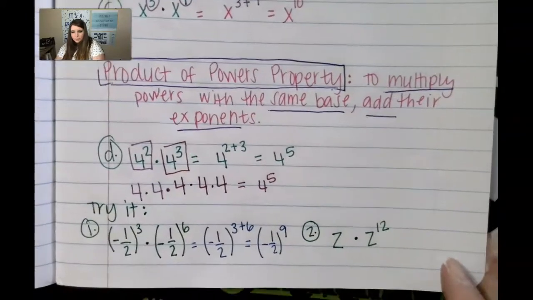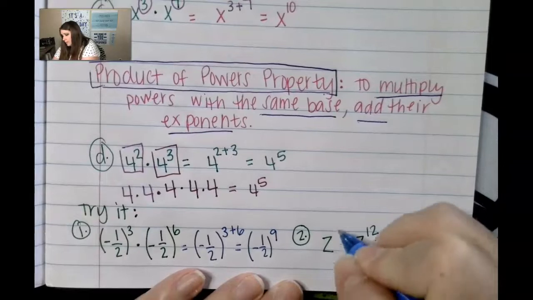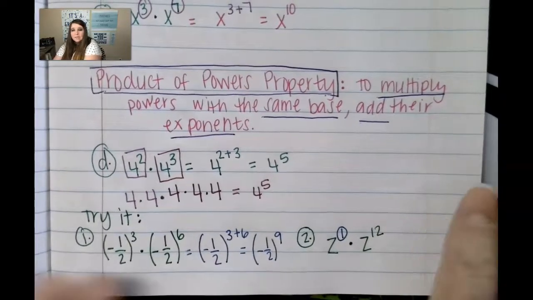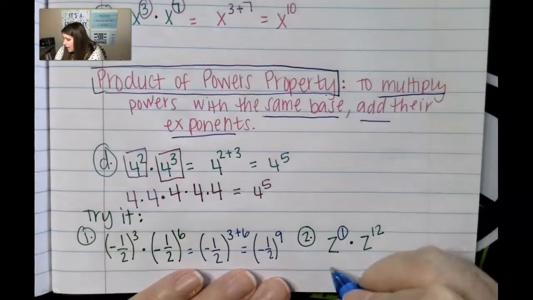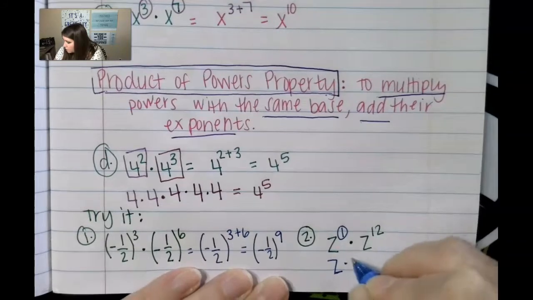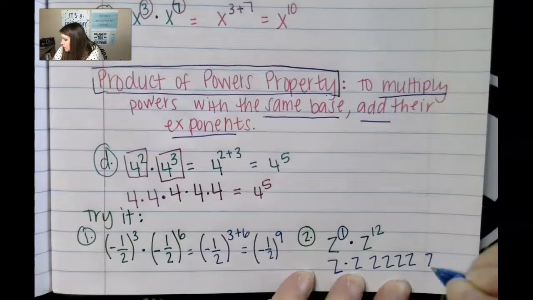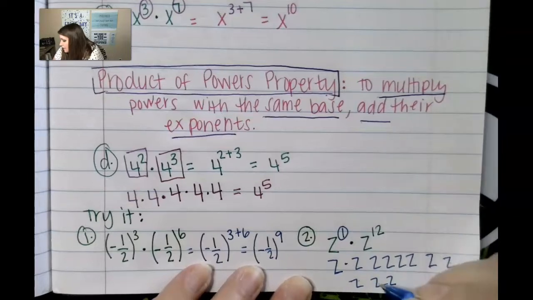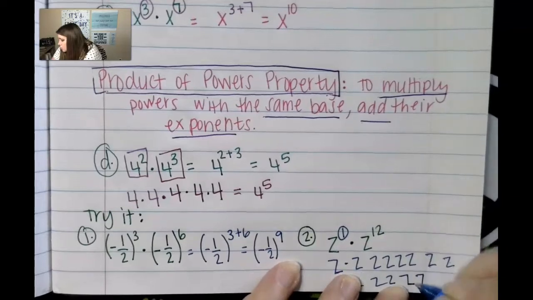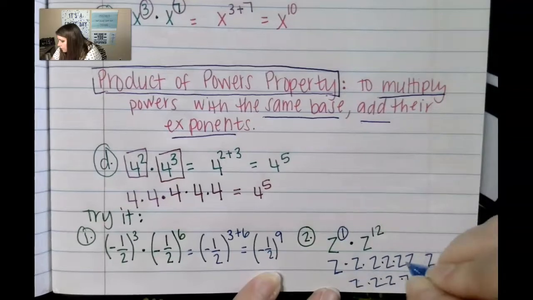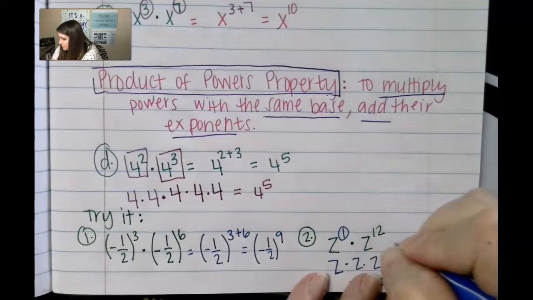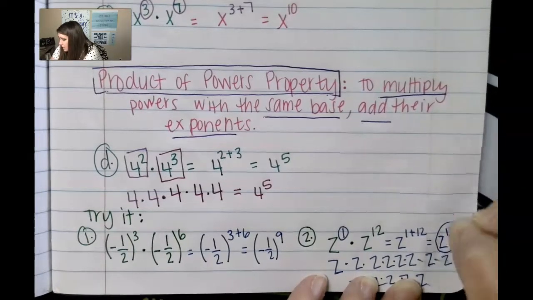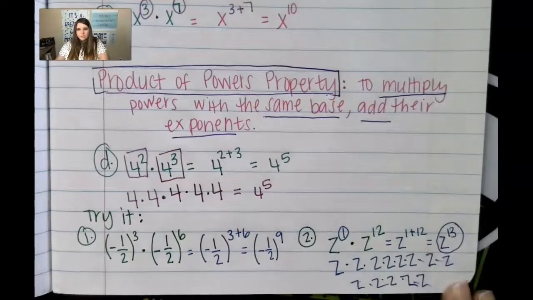Okay, let's look at number 2. On number 2, the first thing I need to do is look at my exponent. Right here, I don't have an exponent, but I do have 1z, and z to the power of 1 is really just 1z. That 1 is invisible. So I now have 1z, and I have 12 more. 1, 2, 3, 4, 5, 6, 7, 8, 9, 10, 11, and 12. So for a grand total, that's a lot of Z's. So this is the same as saying I have Z to the 1 plus Z to the 12, which gives me Z to the 13th power. Okay, or I have 13 Z's.